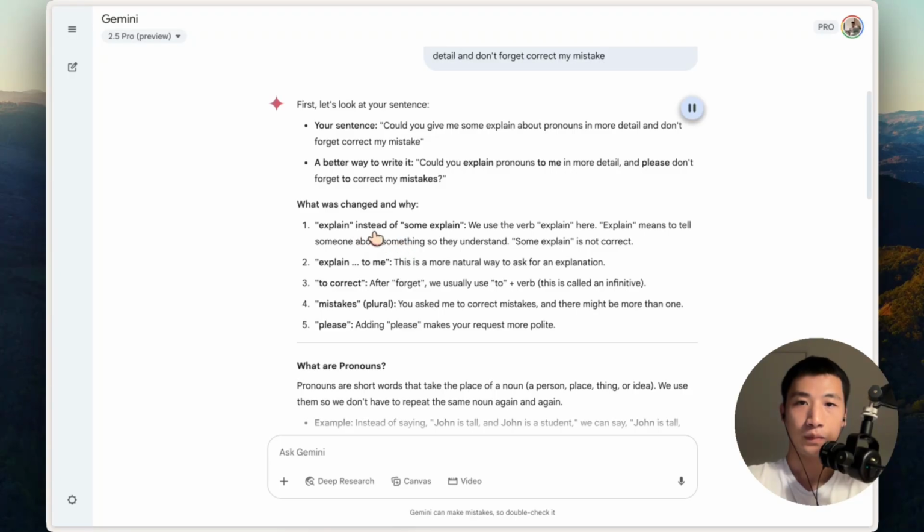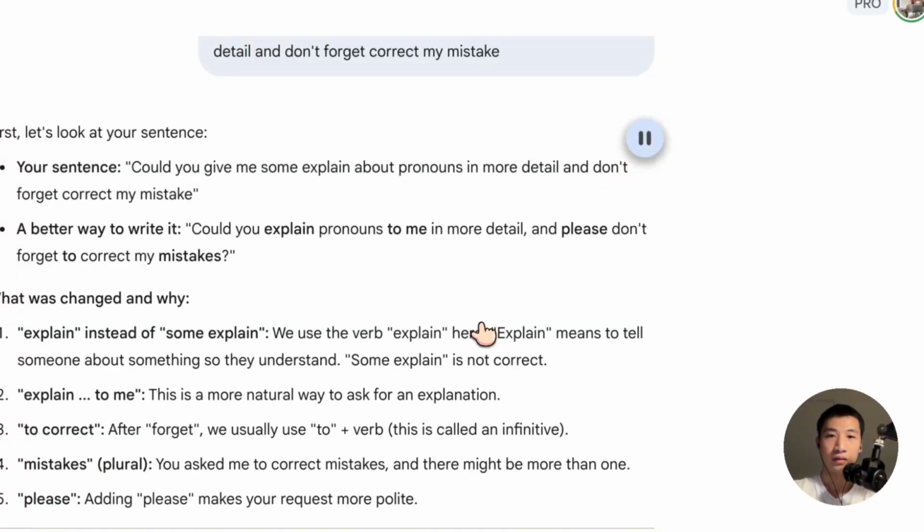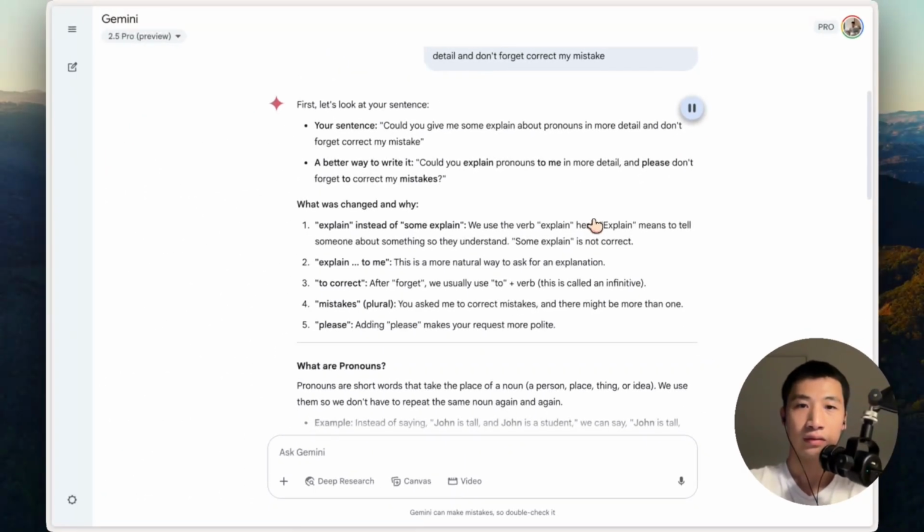1. Explain. Instead of some explain, we use the verb explain here. Explain means to tell someone about something so they understand. Some explain is not correct. Okay, explain is a verb. To me, this is a more natural way to ask for an explanation.